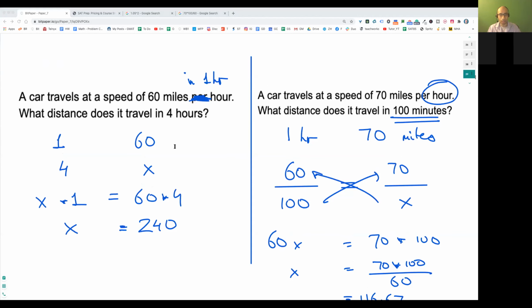Now, let's look at the next type of problem, okay? The next type of problem is very interesting. So in this problem, what's going to happen is, give me 1 second. I'm just going to bring this problem up on the whiteboard for you.